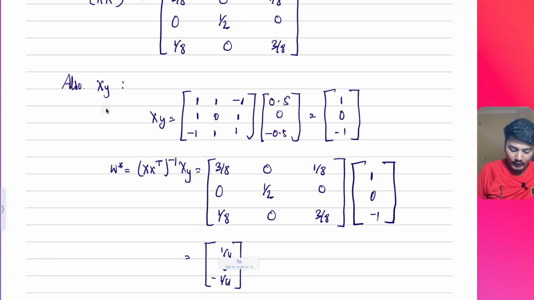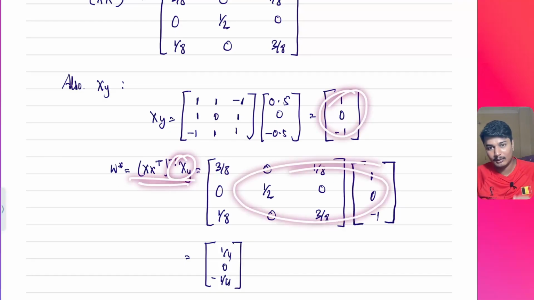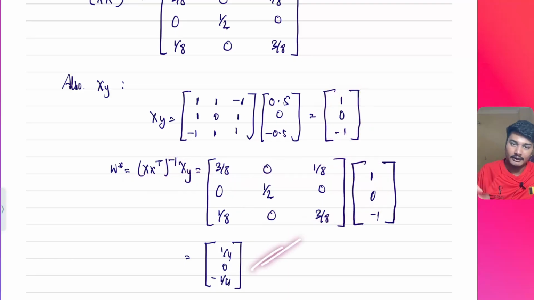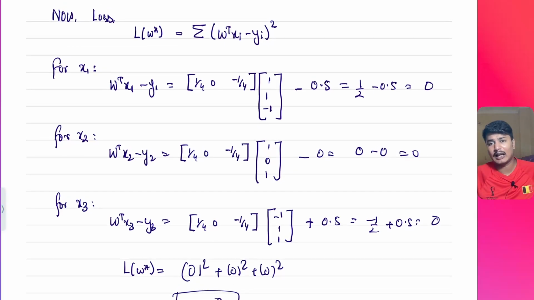We also have to find X transpose y because it gets multiplied in this, you can see here. So I found X transpose y, and it is this. Now I will be multiplying all this. So I multiply this and I got this: 1 by 4, 0, 1 by 4. You can pause it and see the calculation, or otherwise I will provide the PDF on the Telegram channel.